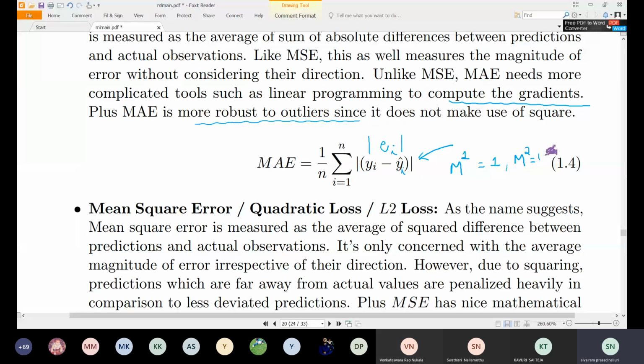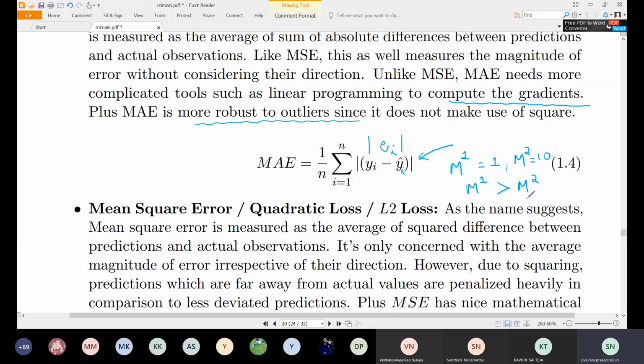So it is 10. So your conclusion is which one is better? Model 1 performance is greater than model 2. Whichever regression algorithm gives you minimum error, that algorithm you prefer. Okay.